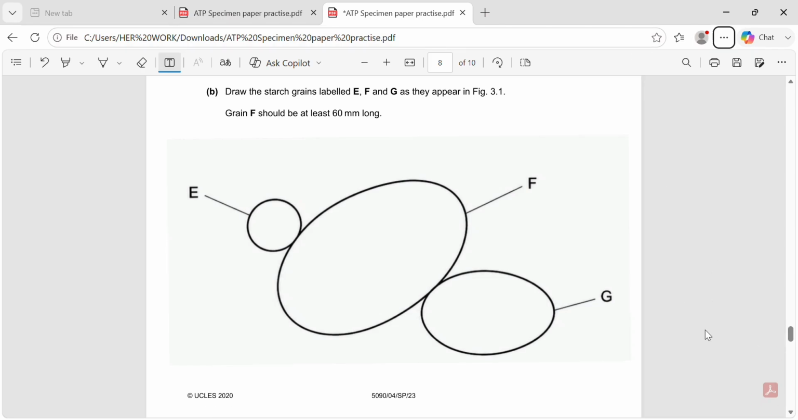You also have to make sure that your drawing covers 70% of the given space, so make it accordingly. Also, make sure the grains are touching each other, keep their relative sizes and shapes correct, and use clear, single continuous lines only, without any sketching or shading.